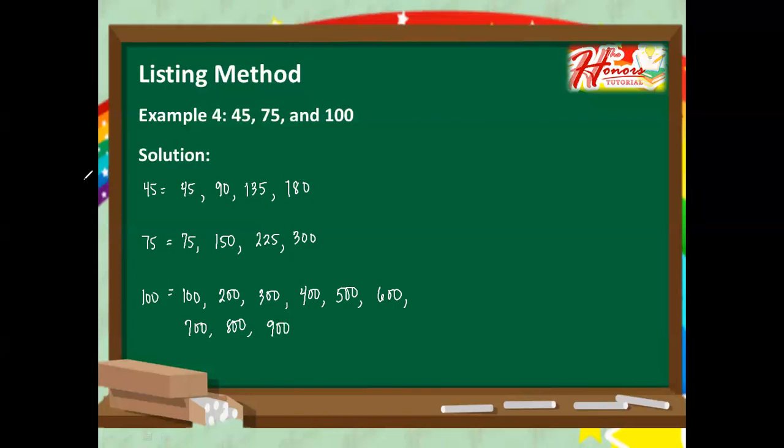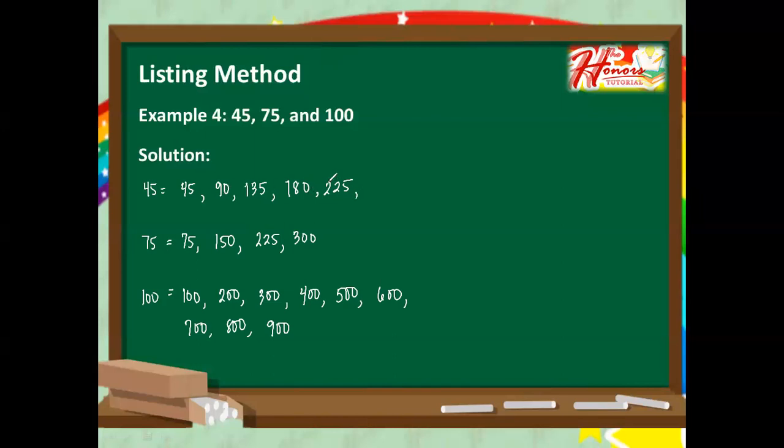So let's continue. For 45, we stop with 1, 2, 3, 4. 45 times 4, that's 180. So now let's have 45 times 5, that's 225. So as you can see in here, 45 and 75 match with 225, but 100 doesn't contain 225. So we have to look for a number that 45, 75, and 100 all contain.